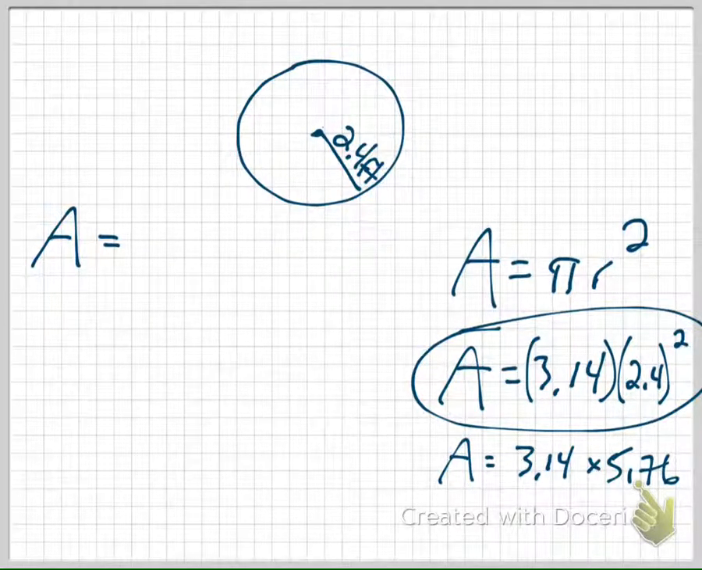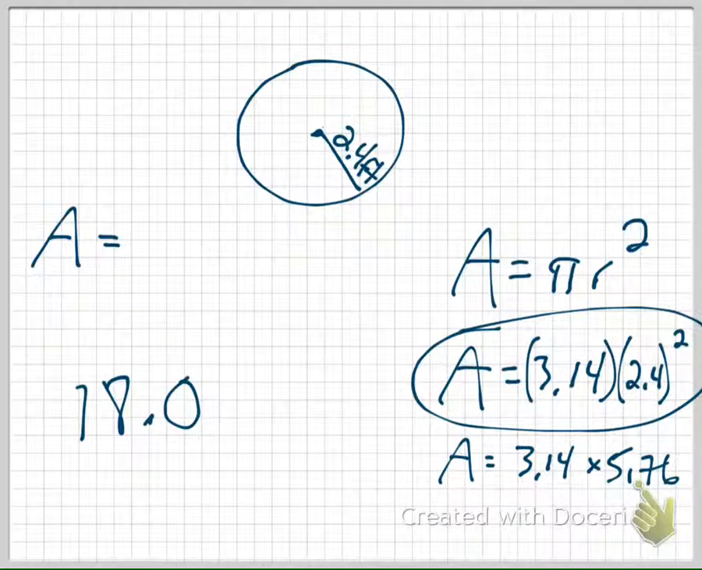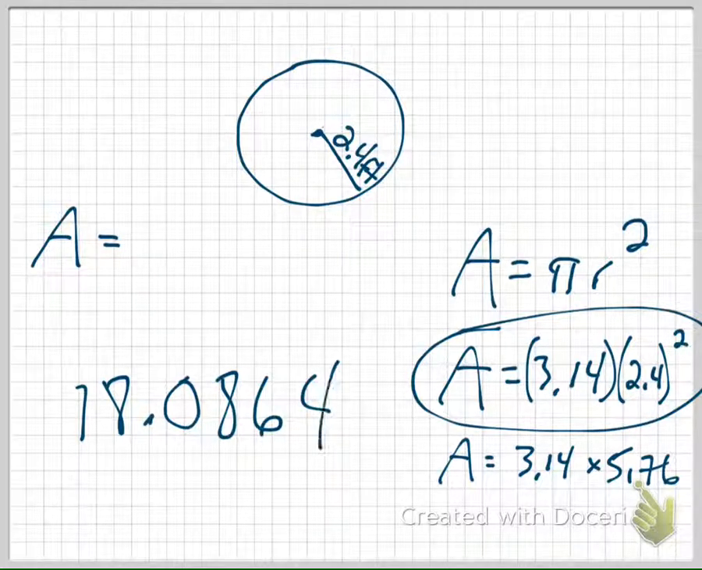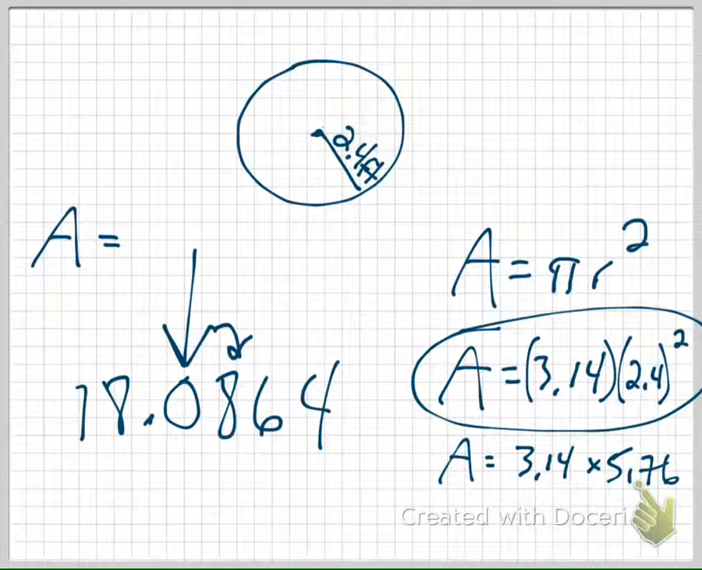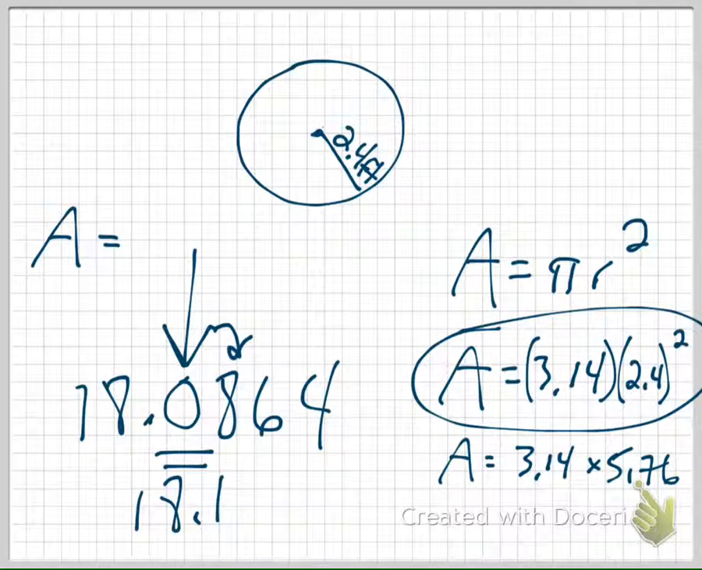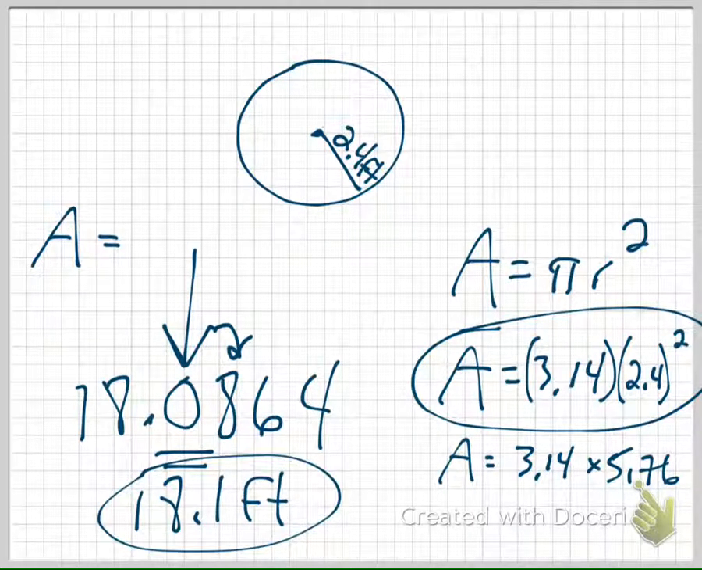No, listen. What does the answer come out to? What does your calculator say when you type in 3.14 times 5.76? 18.0864. Okay, first of all, you need to remember how to round. If we're going to round to the nearest tenth, that means this 0 looks to the right to the 8. If we're rounding to the tenths place, it looks to the right and goes, it's an 8. What does that become? The 0 becomes a 1. 18.1 square feet. Does that make sense?